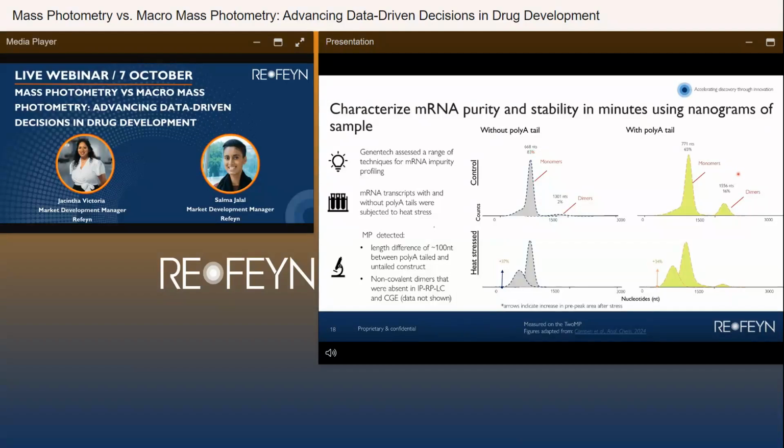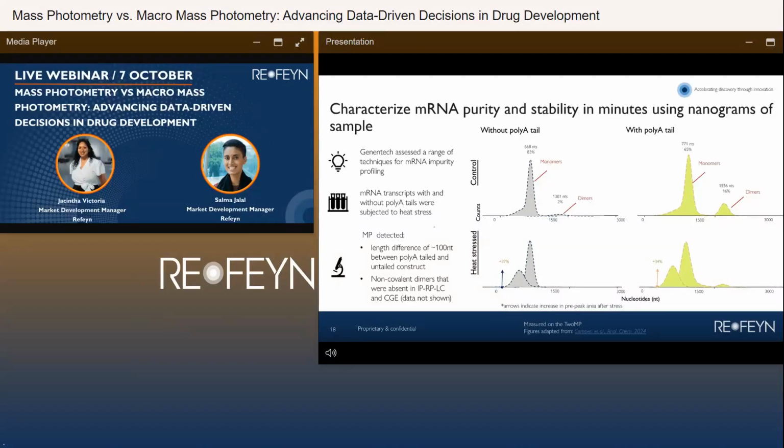size length difference of around 100 nucleotides, which corresponds to the presence of the poly-A tail in the poly-A tailed samples. And then the authors have also noted that the purity levels that were measured by MP were aligned with data that was obtained by IP, RPLC, and CGE. And then commented on how mass photometry is able to reveal the presence of these mRNA dimers for both samples. And then the mRNA dimers were considered non-covalent dimers since they were absent in the IP, RPLC, and CGE profiles.